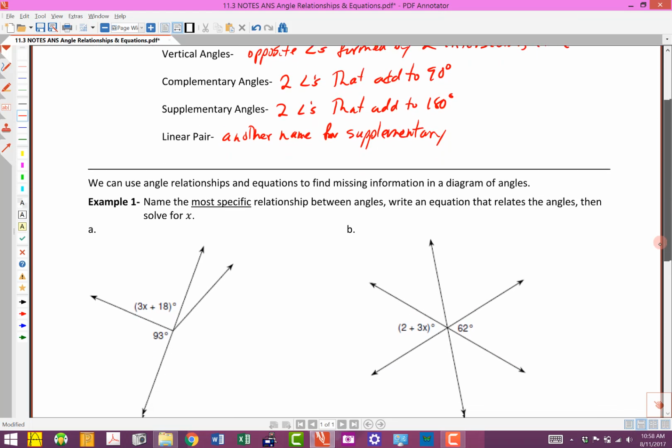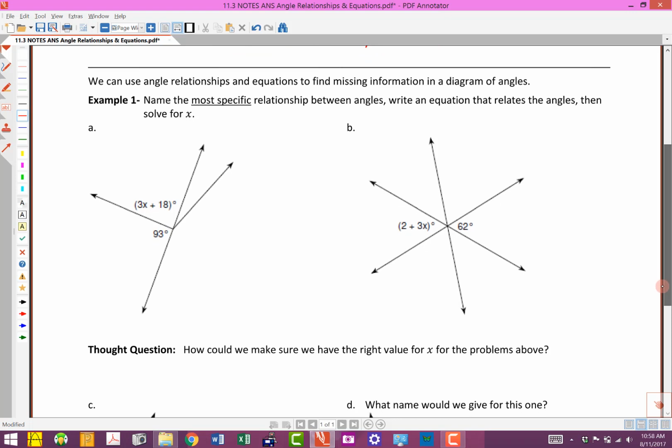Okay, now we've only got a couple problems that we're going to take a look at here, and please make sure you're following the instructions. It says we can use angle relationships and equations to find missing information in a diagram of angles. So we've got a couple diagrams right here. Now you want to make sure that you're paying attention to all the instructions. So here are the instructions. Name the most specific relationship between the angles, because for some of them it could be more than one. Write an equation that represents the angles, then solve for x. So we've got to write the name of the most specific angle relationship, we've got to do an equation, and then we've got to figure out what x is. So we've got to do those three things on each one of them.